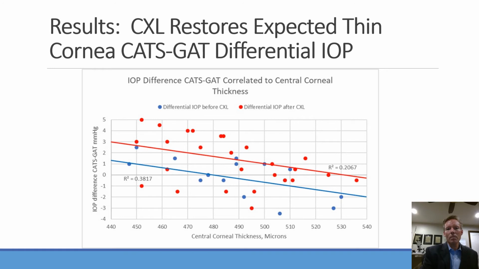This lack of IOP difference indicates the keratoconic cornea behaves biomechanically different than a normal thin cornea. Of particular interest, however, following the corneal crosslinking, the CATS minus GAT differential IOP, shown in the red line, returns to an almost normal relationship as what you would see in a normal thin cornea. This would indicate that corneal crosslinking reestablishes a more normal biomechanical behavior of the cornea, which is something we suspected clinically.